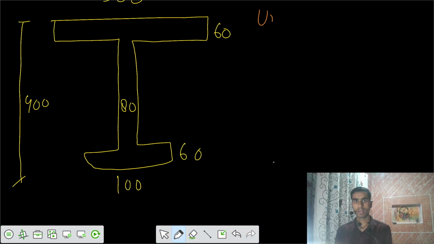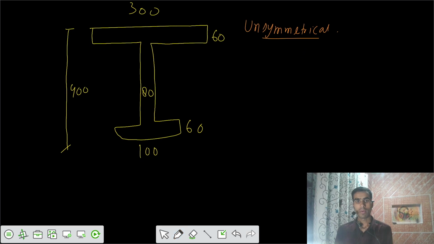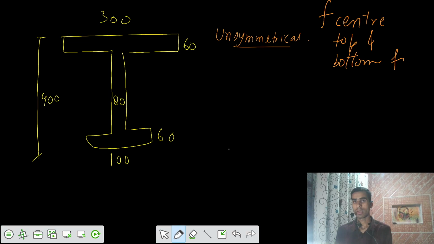So this is your unsymmetrical I section. This is the cross section of the prestressed beam. Now you need to say what are the stresses at the center of the beam, that's at the top and bottom fibers, those extreme fibers of that mid-span section.